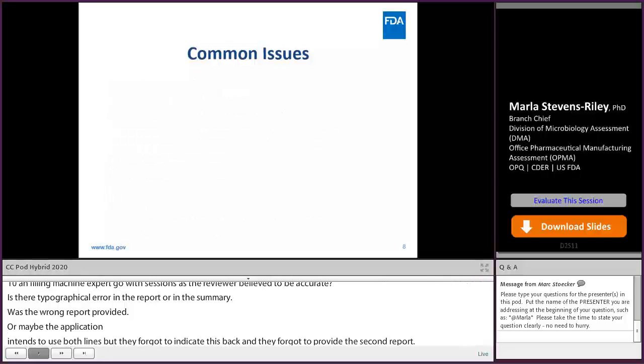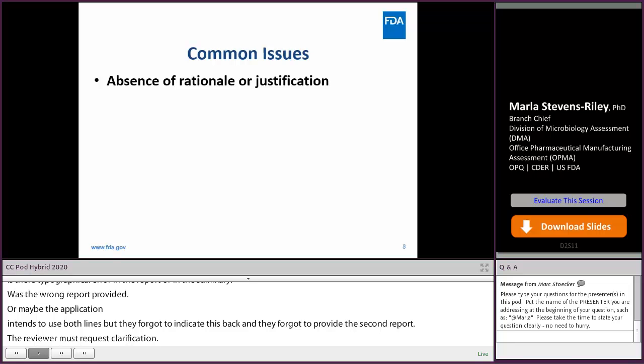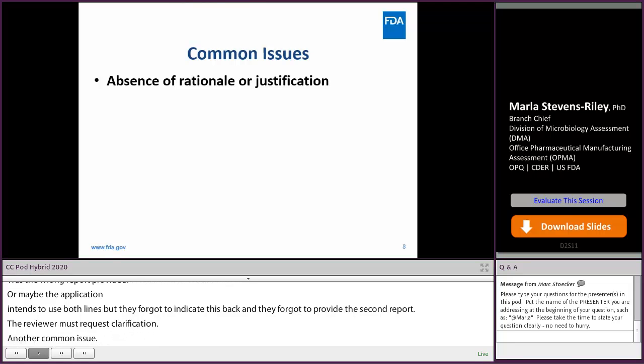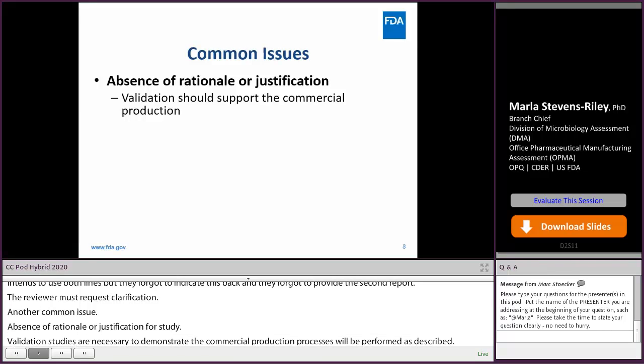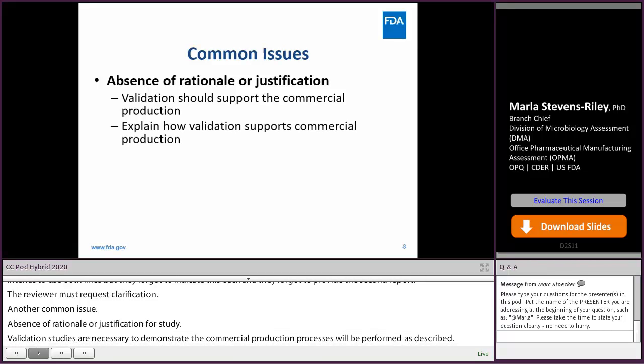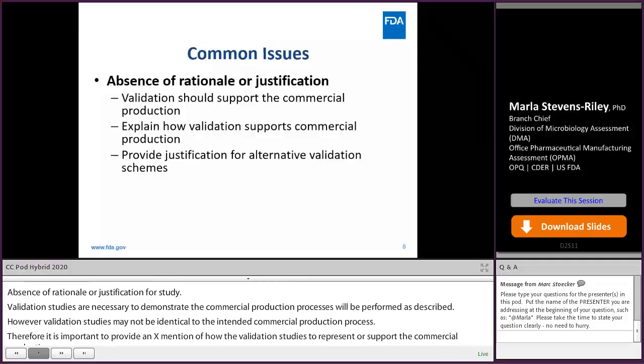Another common issue: absence of rationale or justification for a study. Validation studies are necessary to demonstrate that commercial production processes will be performed as described. However, validation studies may not be identical to the intended commercial production process. Therefore, it is important to provide an explanation of how the validation studies represent or support the commercial production processes. And it is important to provide a justification for an alternative validation scheme.